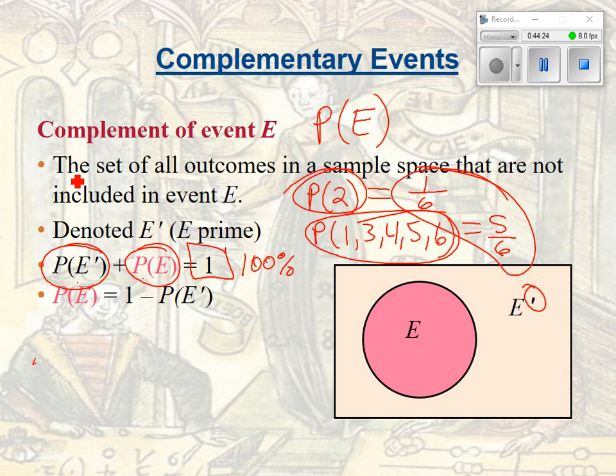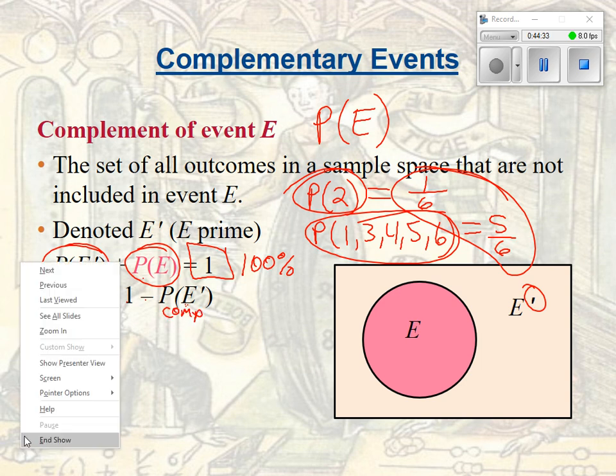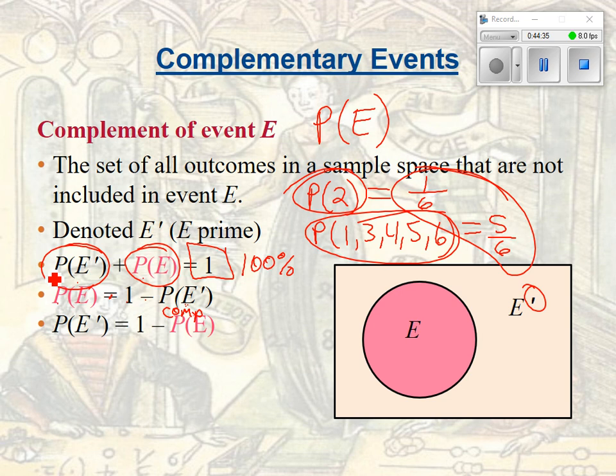Another formula, probability of E equals 1 minus the probability of its complement. And then that formula could be written the other way also. The probability of the complement is just 1 minus the probability of the original event.